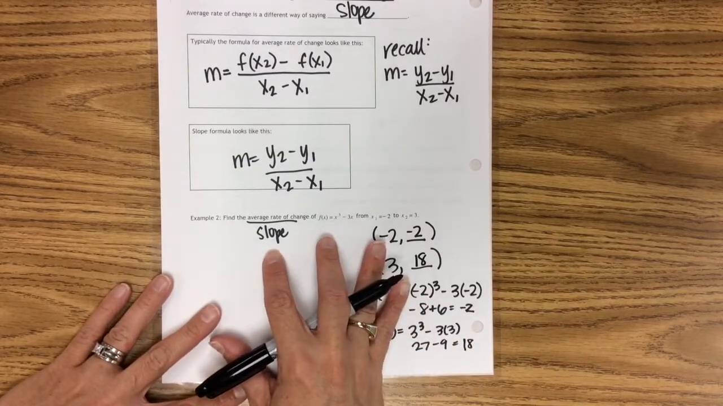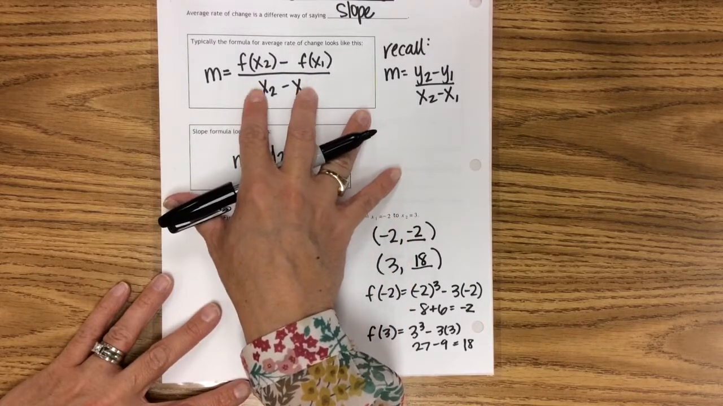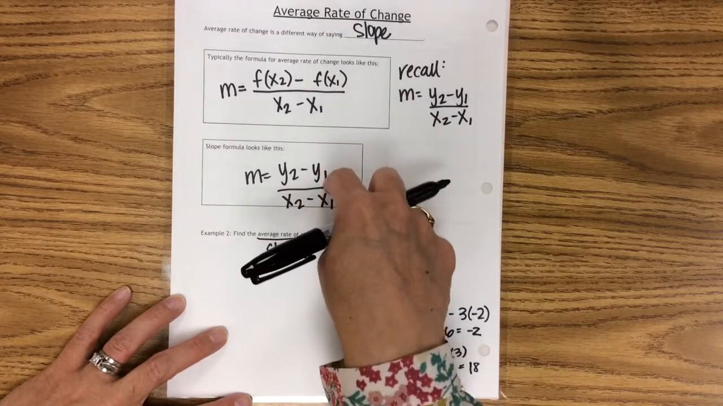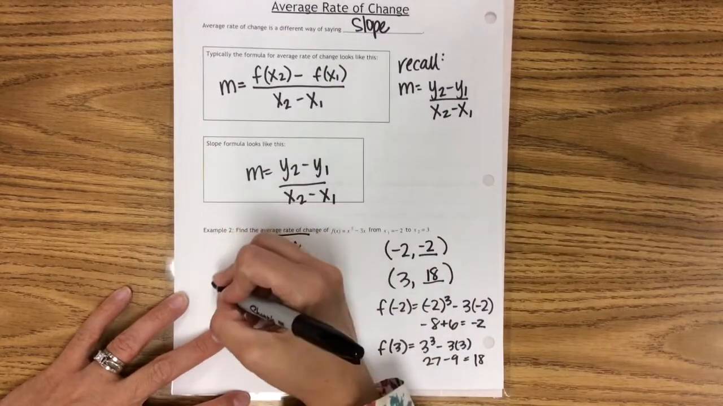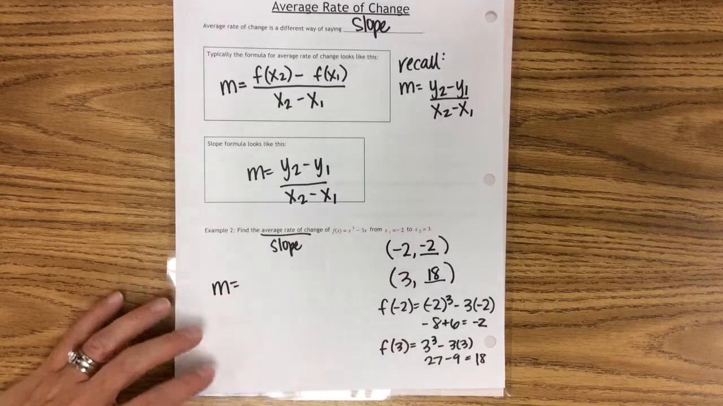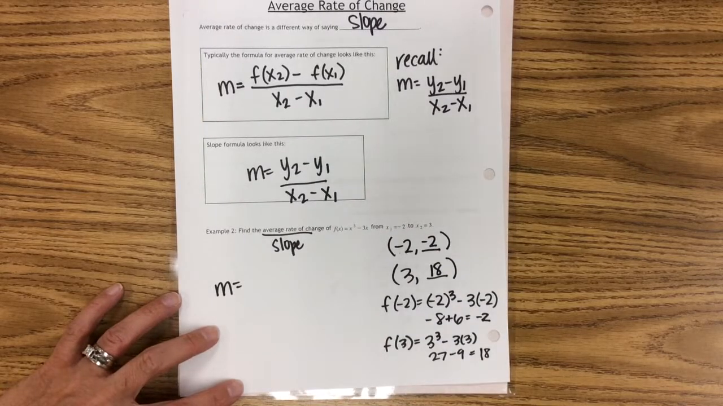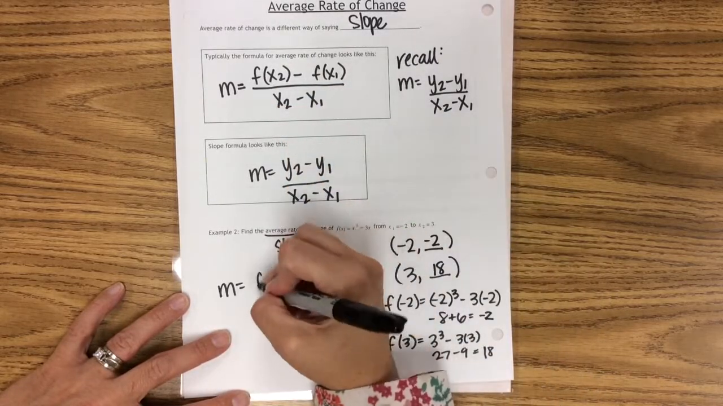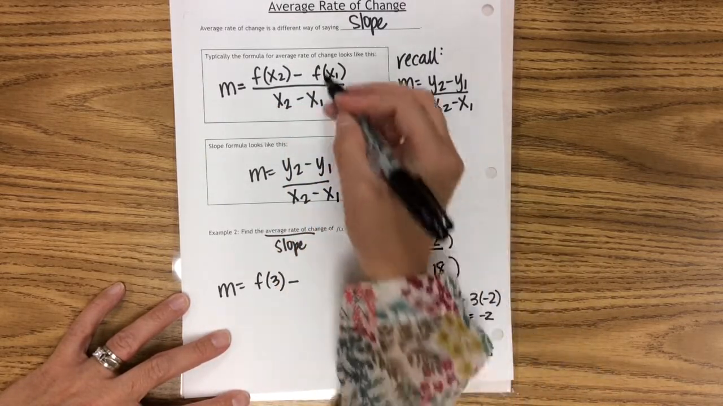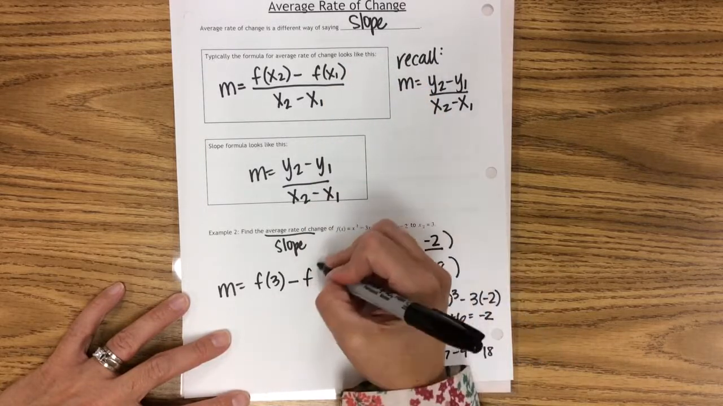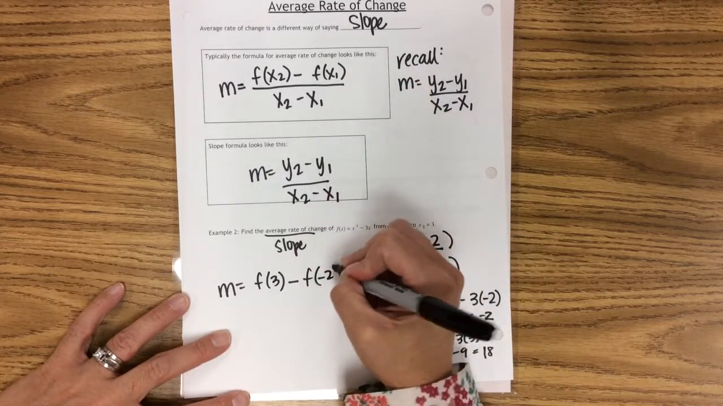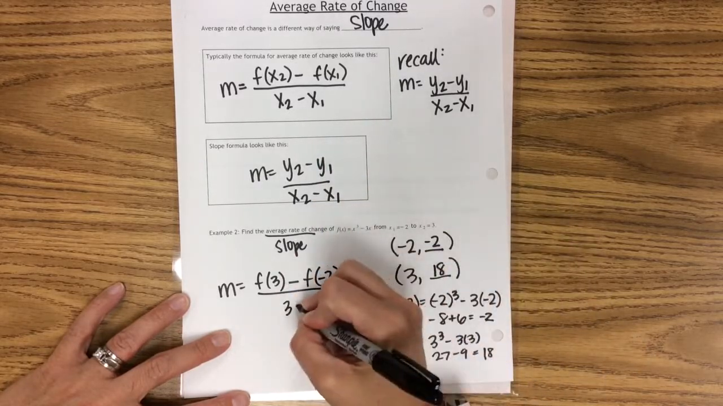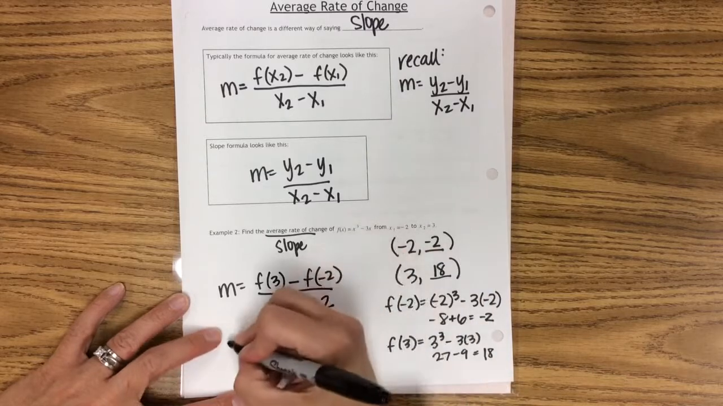Now we'll go and find the average rate of change. And just to help us get used to the formula, I'm going to use the average rate of change formula instead of the slope formula, which will give us the same answer. So the average rate of change formula says, I'm going to do f of x sub 2, so f of 3, minus f of x sub 1, which is -2, over x2 minus x1, 3 minus -2.